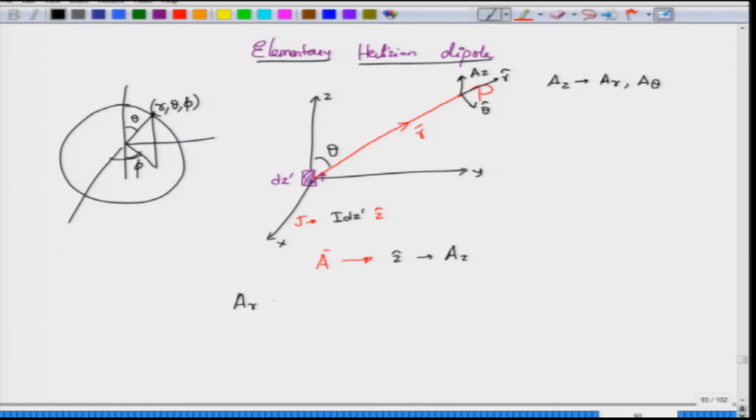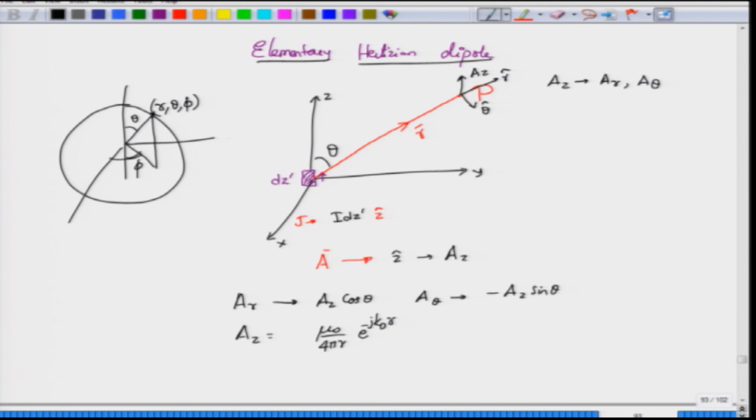What is Ar? Ar will be Az cos theta, and then A theta will be minus Az sin theta. Okay. So, these will be the components that you are going to have. Now that you have this component, but what is Az? Az is basically mu naught by 4 pi r e power minus j k 0 r.